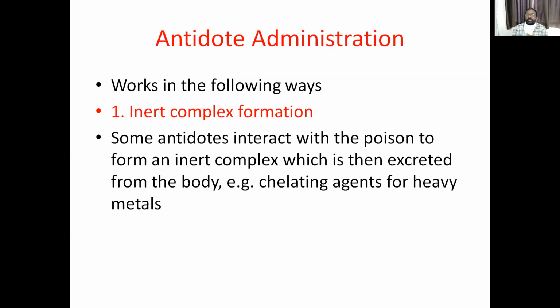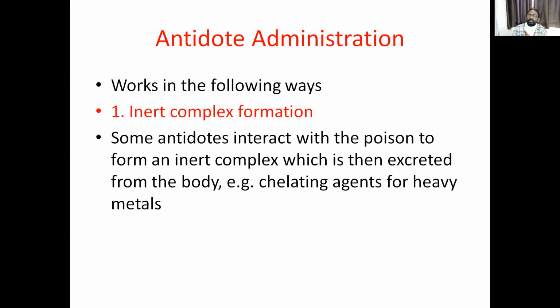And next is another important method of treating the patient, antidote administration. The antidote administration is a very, very important method of treating the patient. But unfortunately, only less than 5% of poisonous substances have antidotes. For example, we have pralidoxime in case of organophosphorus poisons.